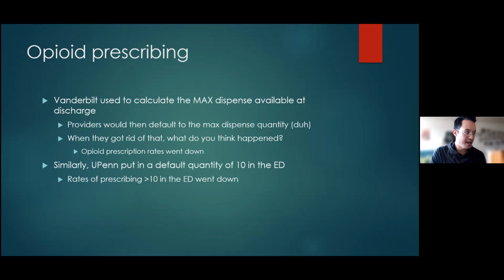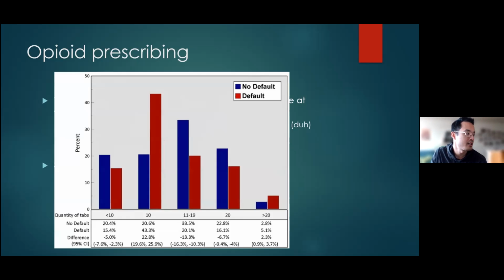And what do you think happened? Prescription rates went down, obviously. Similarly, UPenn put in a default quantity of 10 in the ED, so ED providers started just prescribing 10 instead of other values. You can see here the red bar is the percentage of providers prescribing 10 tabs.